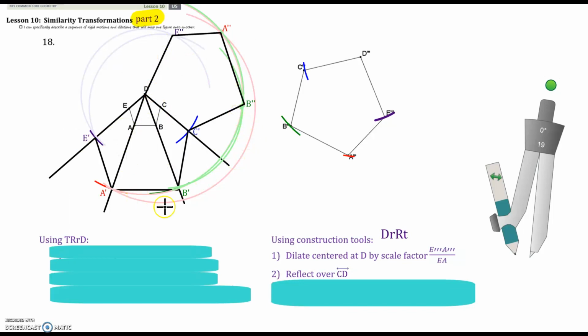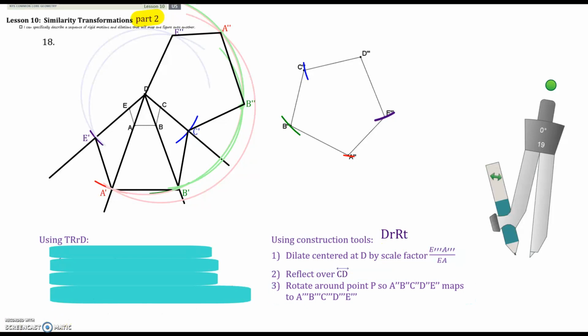And then finally we are going to do our capital R, which is to rotate. So we're going to do a rotation around a center of rotation point P so that A prime double, B double prime, C double prime, etc. maps to the triple primes. So we have to find the center of rotation between this third pentagon and the last one.